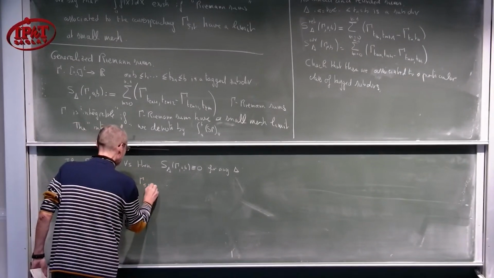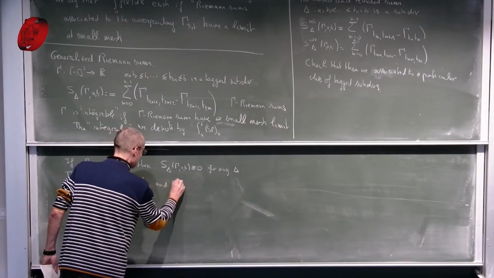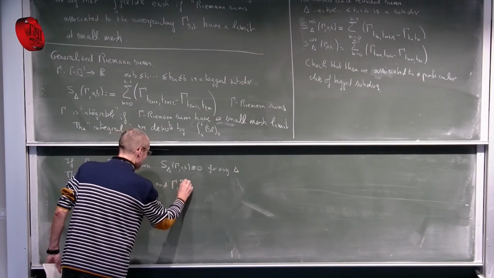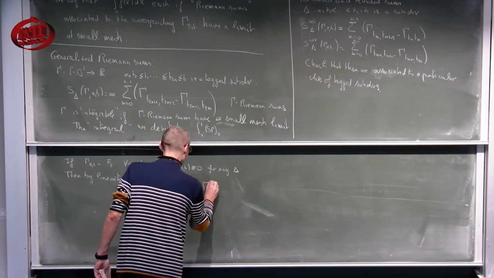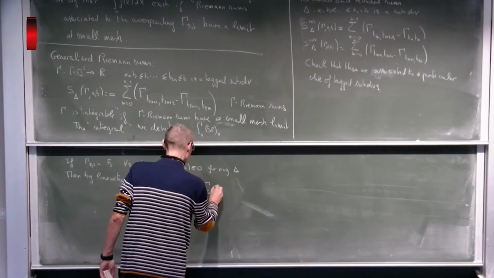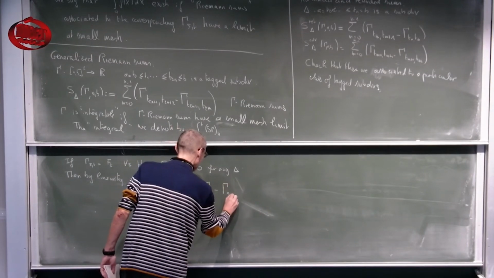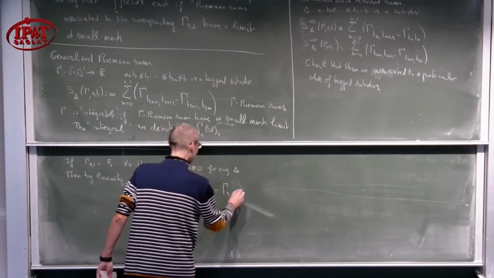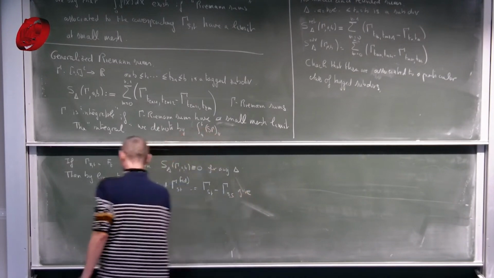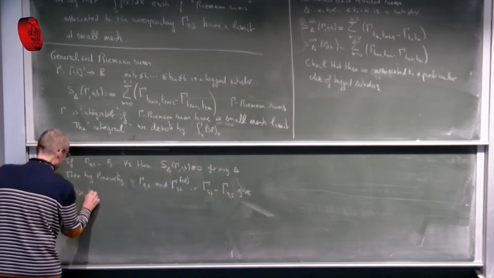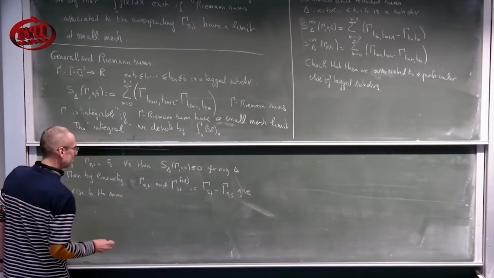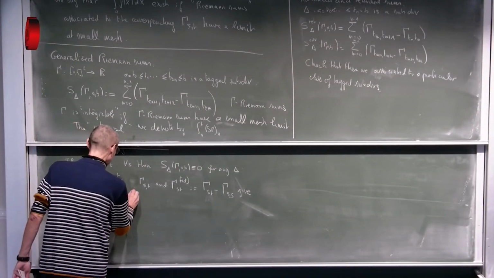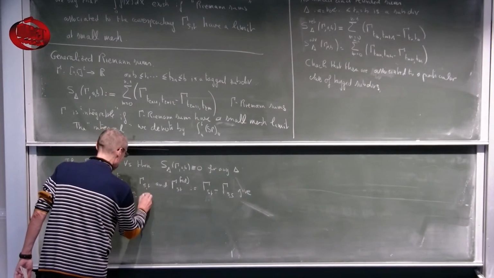gamma_{st} and gamma_{st} reduced, which by definition is gamma_{st} minus gamma_{ss}, give rise to the same gamma Riemann sums.